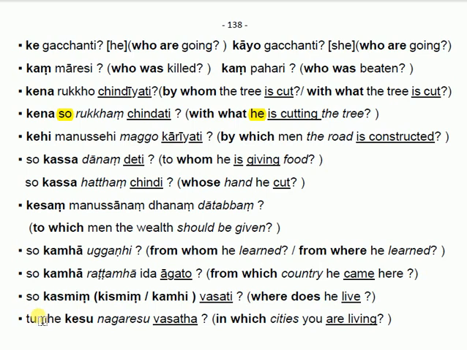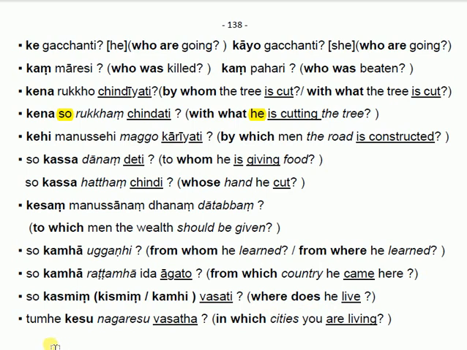Then so kasmi or kismi or kamhi, it's a locative case singular. Vasati. So kasmin vasati, or so kismin vasati, or so kimhi vasati, meaning where does he live. So means he. Vasati means live. Where does he live. Right.